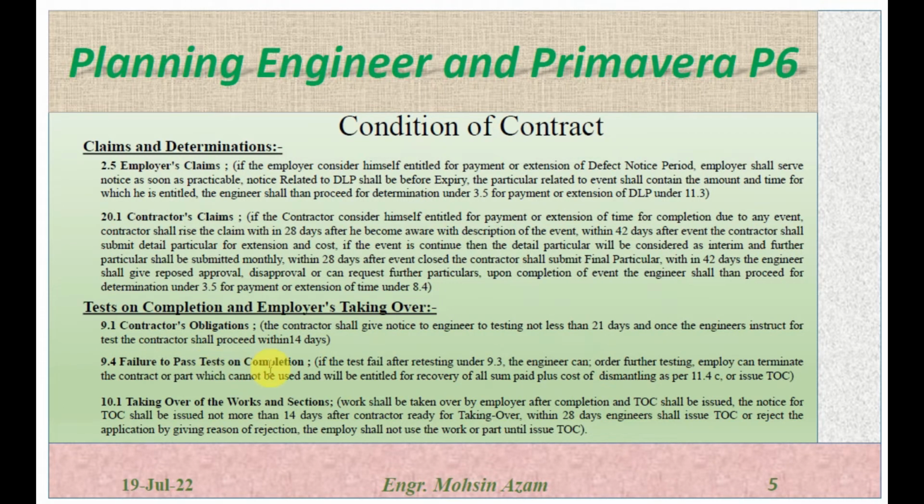9.4 is failure to pass the test on completion. Once the test has failed, and after instruction from the engineer the retesting is done under subclause 9.3, and if it fails again, the engineer can order for further testing, or the employer can terminate the contract for the part which cannot be used, and will be entitled for the recovery of the sum paid plus the cost for dismantling as per subclause 11.4(c), or issue the TOC. So the employer can terminate the contract if the part or the whole of the work cannot be used by the employer, and he will be entitled for the sum which is paid to the contractor, including the dismantling cost, or he can issue the TOC to the contractor.